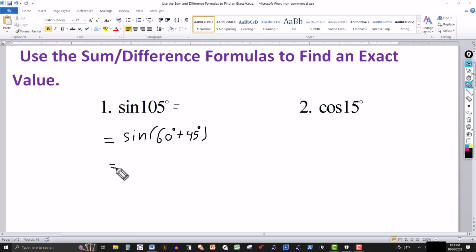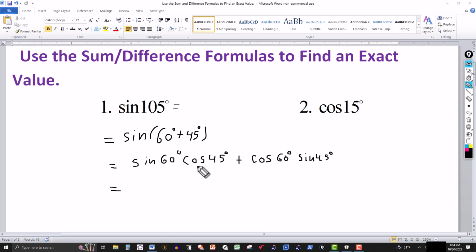But if I expand this then, using the formulas we just looked at, the sine of the sum of two angles, A plus B, would be the sine of the first angle, 60 degrees, times the cosine of the second angle, and then it's a plus. If I was dealing with a difference here, then of course this would be a minus here. It's a plus, and then it's the cosine of 60 degrees, and then the sine of this second angle.